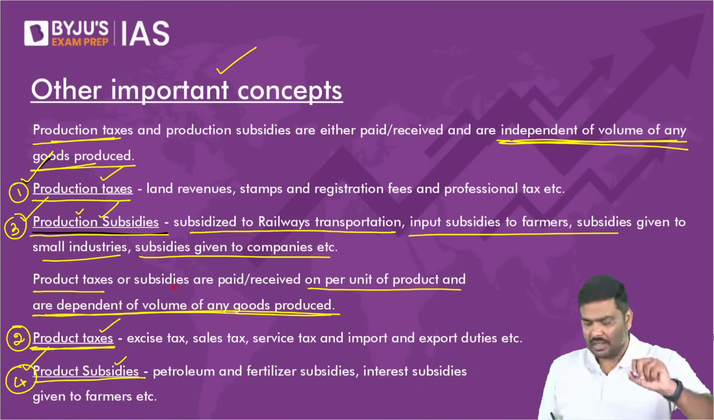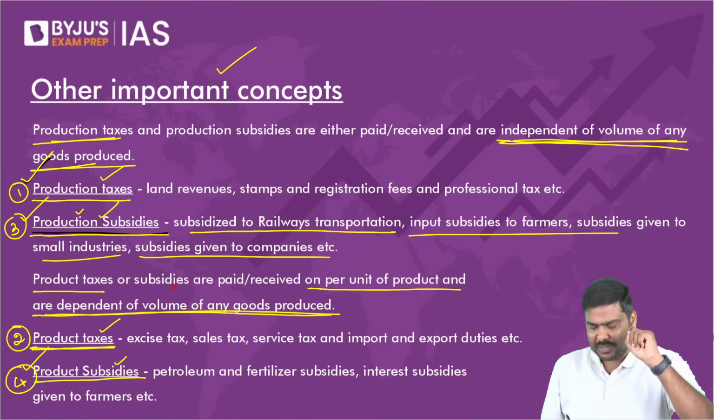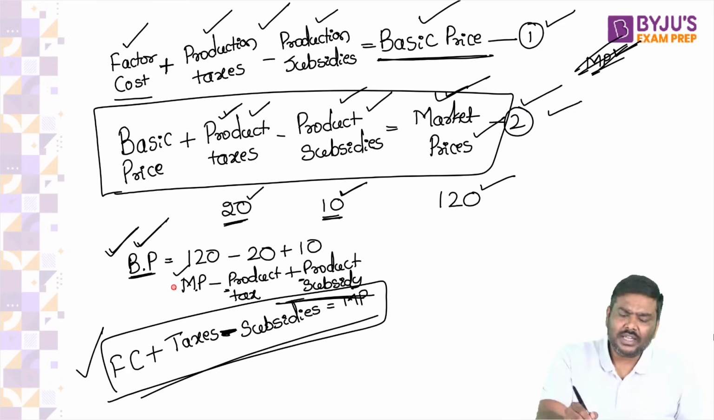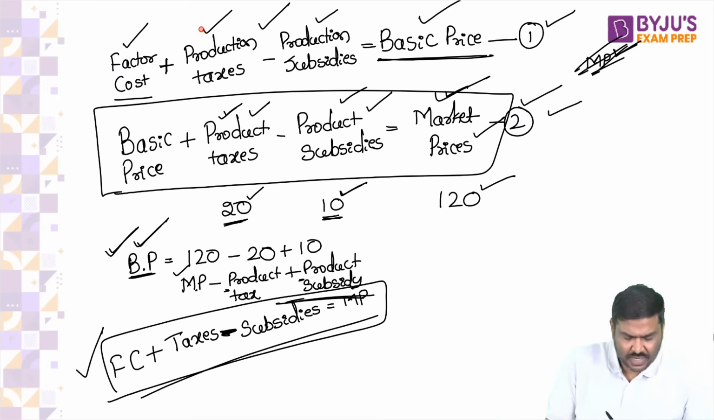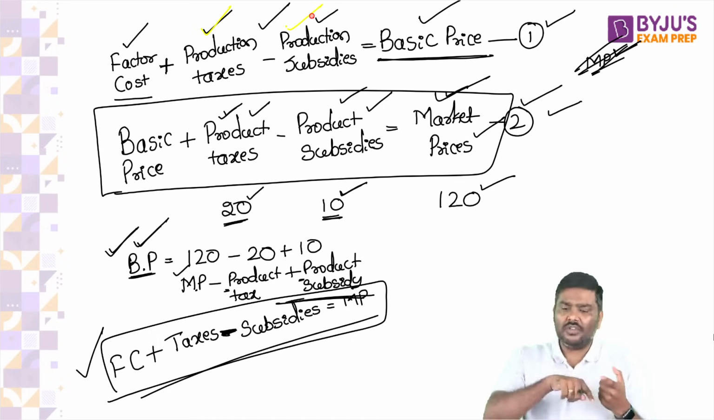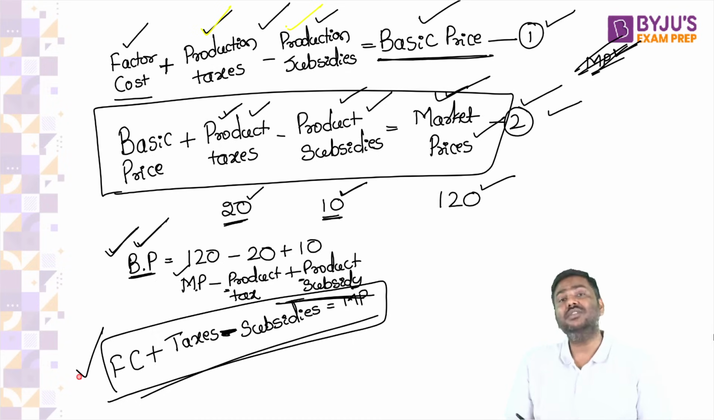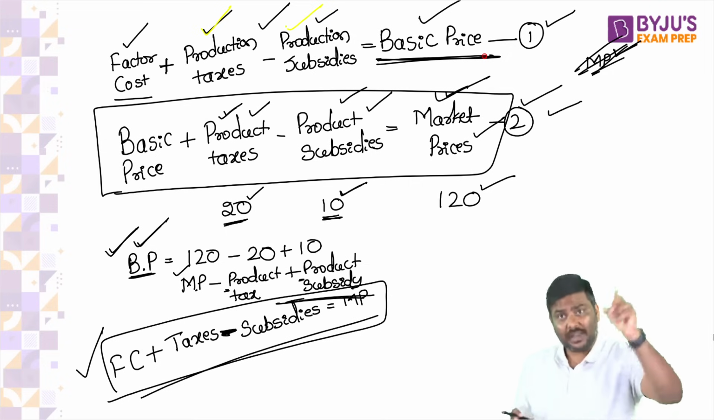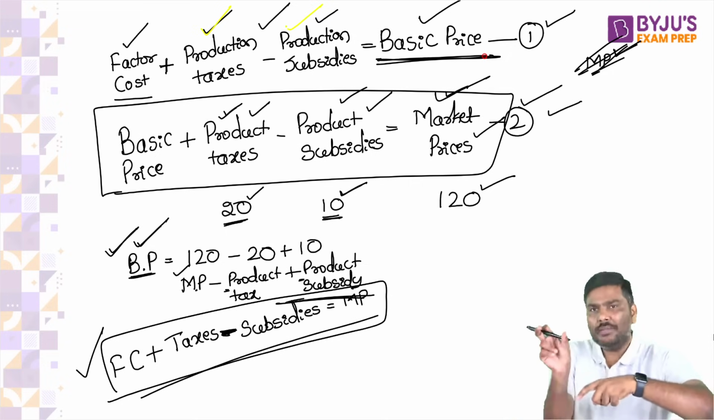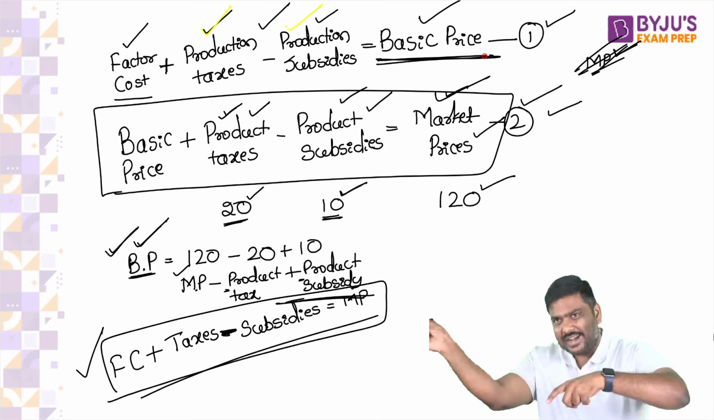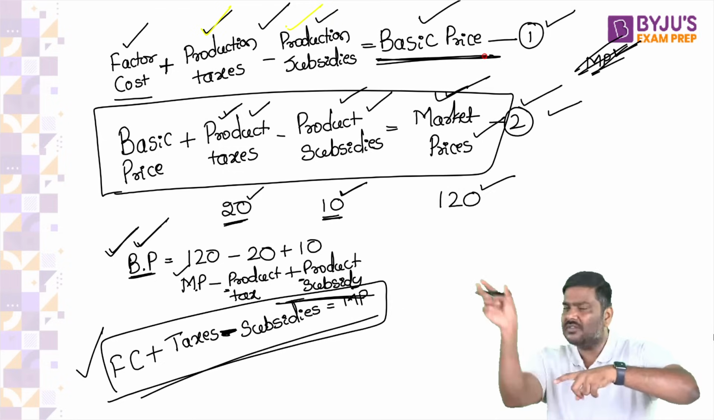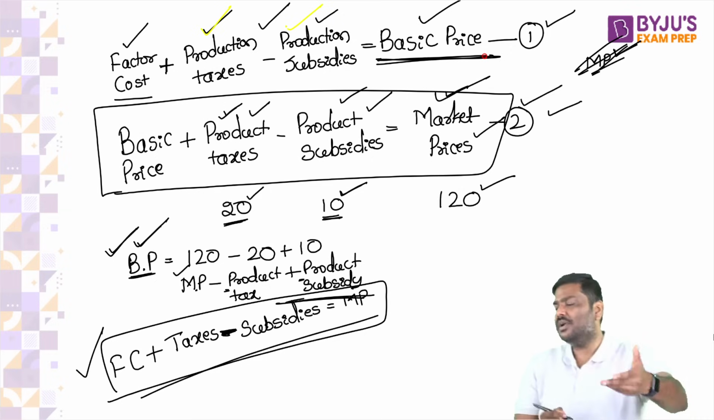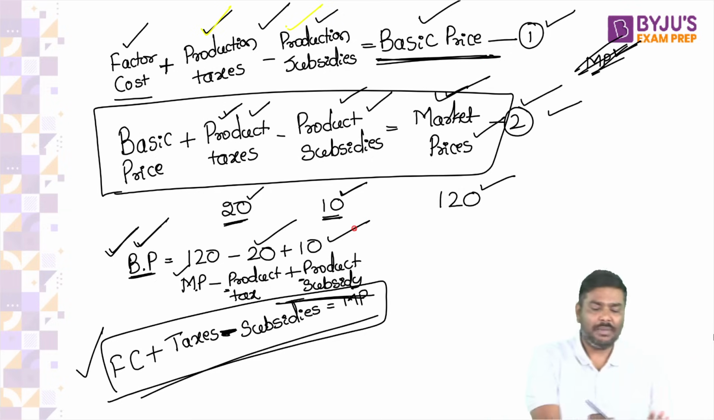What is the argument? As per the new methodology we have introduced two types of taxes and two types of subsidies, and we want to account for all of them. That is the reason we have introduced the concept of a basic price. What is basic price? It is the price that should be received by the manufacturer when the manufacturer sells the product in the market. That is market price minus any product tax plus any product subsidy. That is basically the basic price.